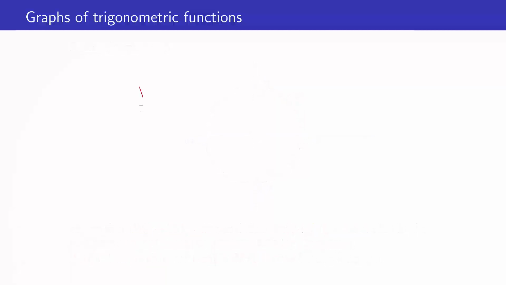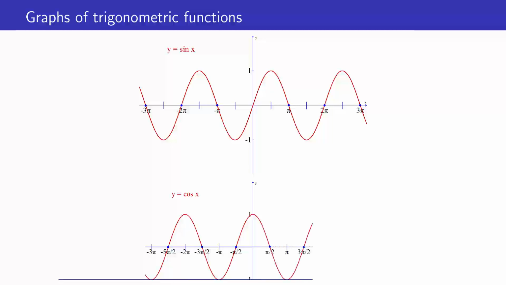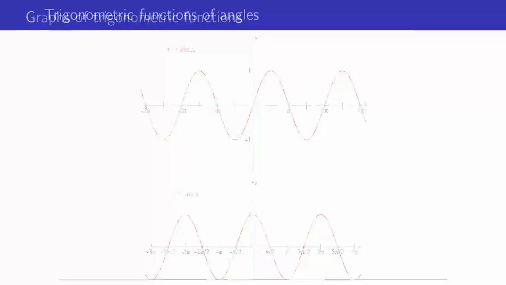Using the unit circle, we see that the graph of y equals sine x, if x is measured in radians, is as given down here. We see that the sine of 0 is 0, the sine of pi by 2 is 1, the sine of pi is 0, and so on. And similarly, if y is equal to cos x, where x is measured in radians, then the graph of y equals cos x is given down here also.